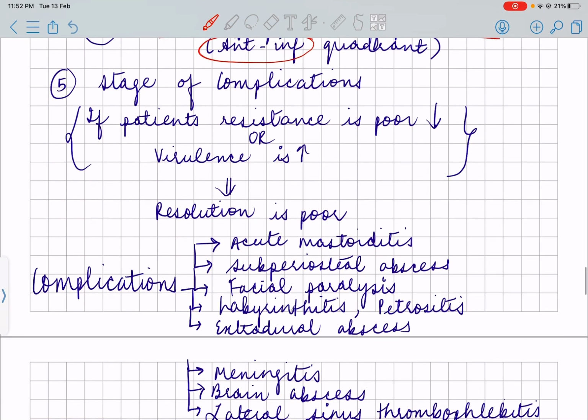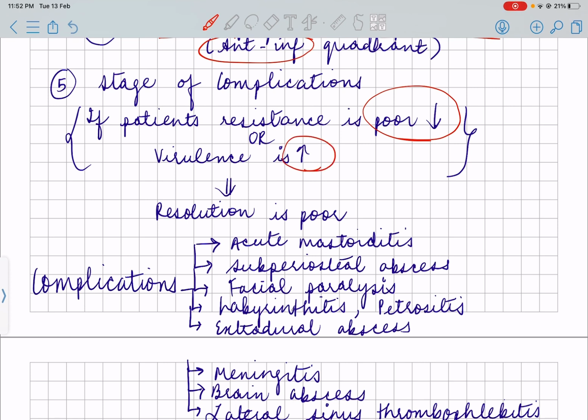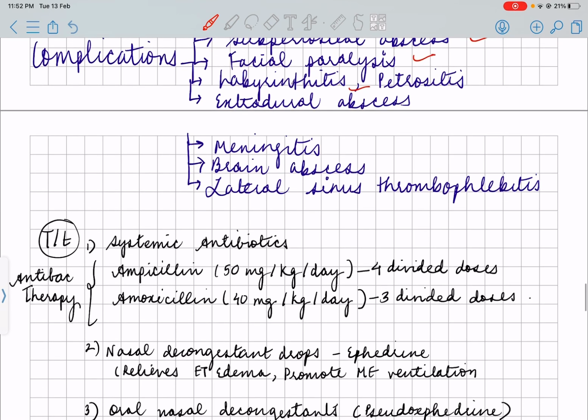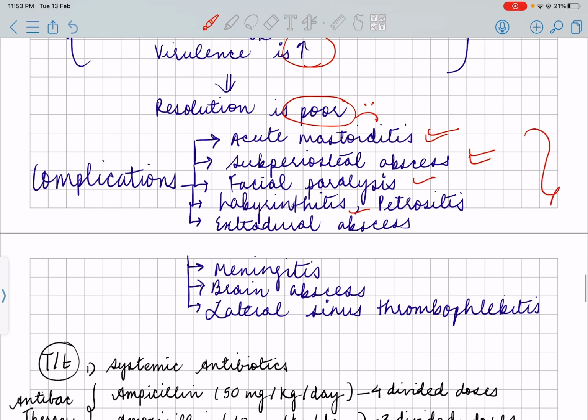Coming to the stage of complications, if the patient's resistance is poor, or if the virulence is very high, the resolution will ultimately be poor. It will lead to further complications like acute mastoiditis, abscess, facial paralysis, labyrinthitis, and various other intracranial complications like meningitis, brain abscess, etc. So you can see here, it's the list of complications.